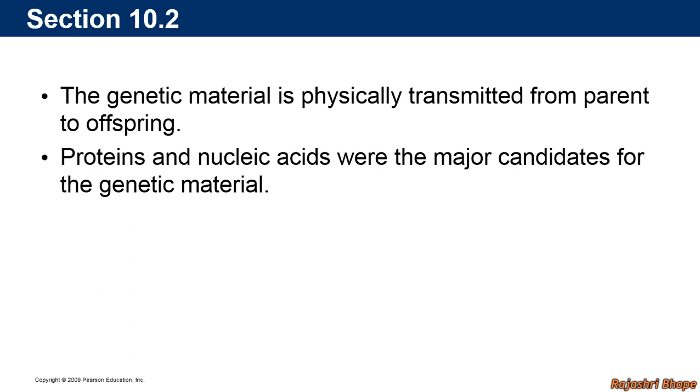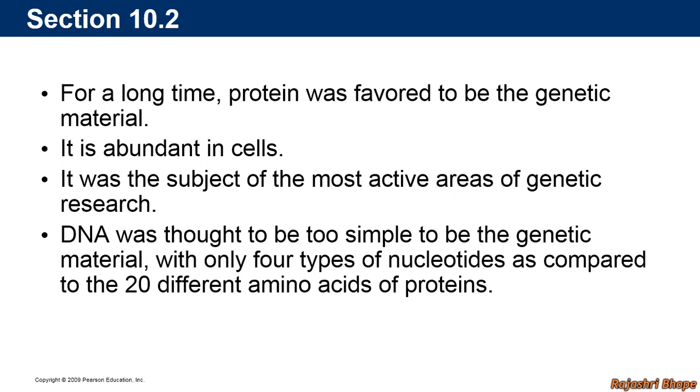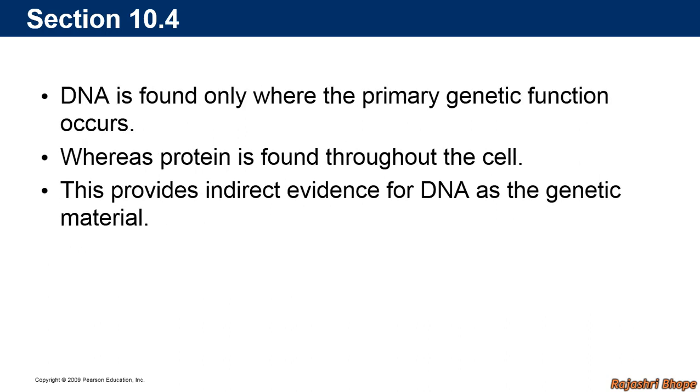Proteins and nucleic acids were the major candidates for the genetic material. For a long time, proteins were favored to be the genetic material because of their abundance in the cell. That is, protein concentration is highest in the cell out of the 4 biomolecules. It was the subject of most active areas of genetic research. DNA was thought to be too simple to be the genetic material, with only 4 nucleic acids as compared to the 20 different amino acids of proteins.